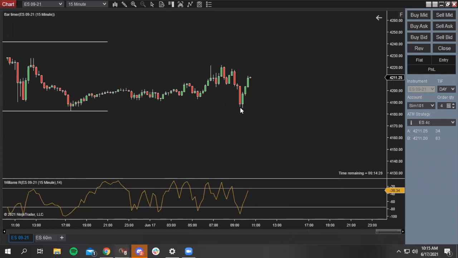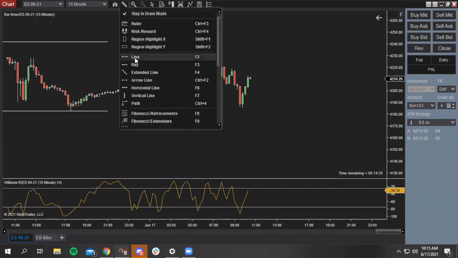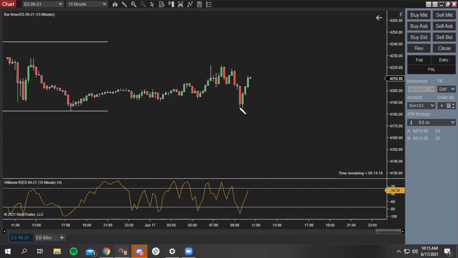But the main thing you're looking for, especially when you're looking at what we're doing, is the situation: is it breaking higher or lower? That's always the main thing you're trying to look for. Is it breaking a level up or is it breaking a level down?